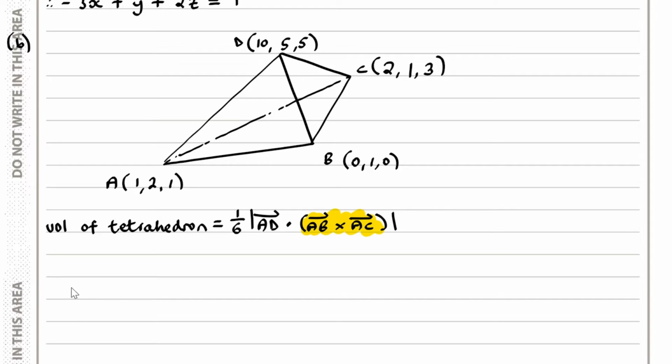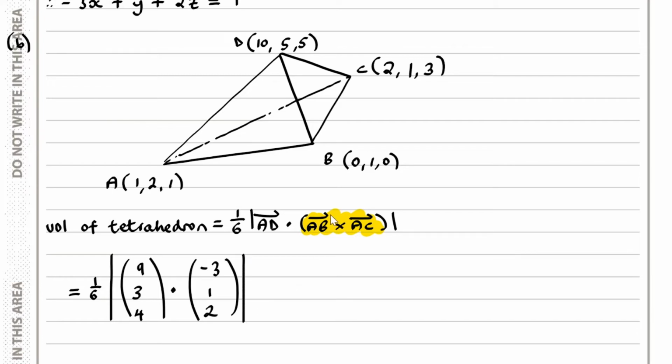So in terms of the volume then, we'd have 1/6 multiplied by the magnitude of AD, which is 9, 3, 4, dot product with this thing over here, -3, 1, 2. Okay, so working this out, we have 1/6 lots of the magnitude of, well, here we have -27 plus 3, which is -24, plus 8, which is -16, and then divide that by 6, we get a value of 8/3. So therefore the volume is 8/3 units cubed.